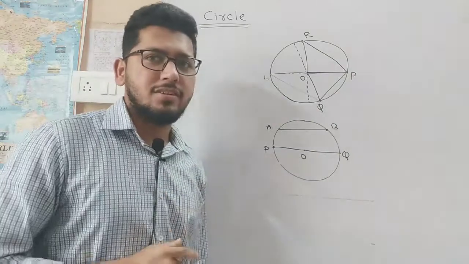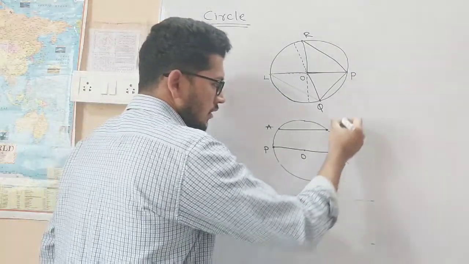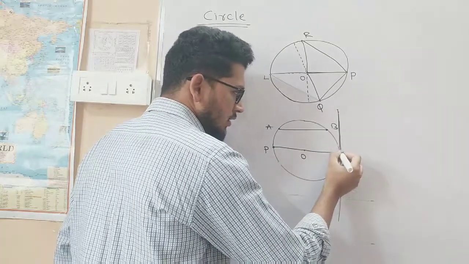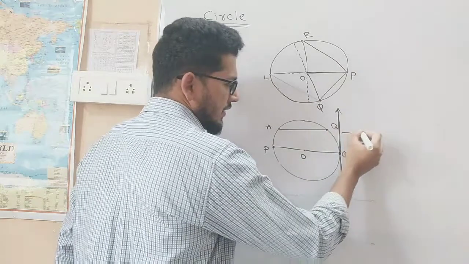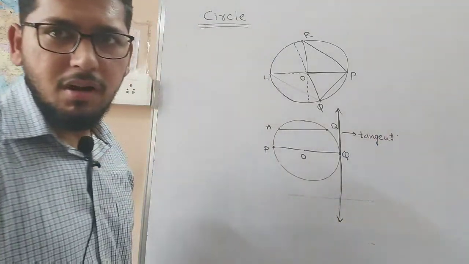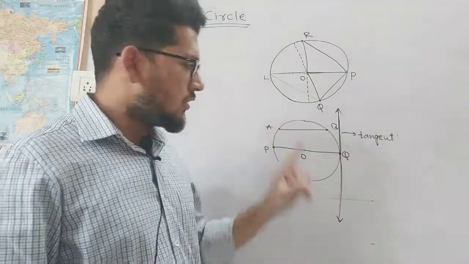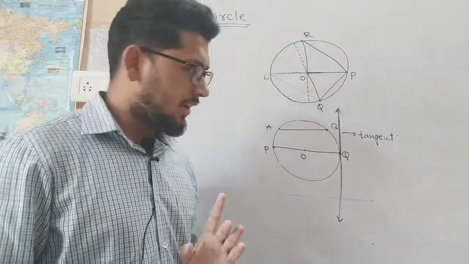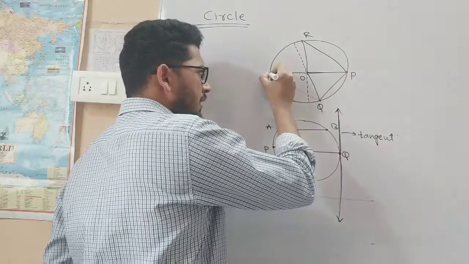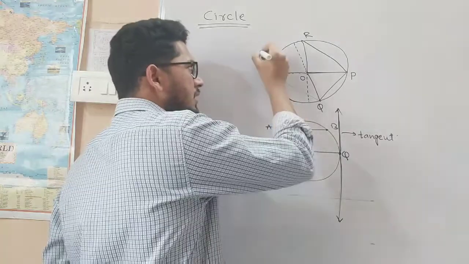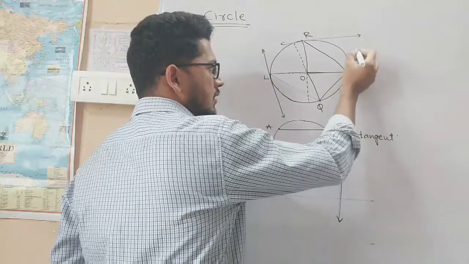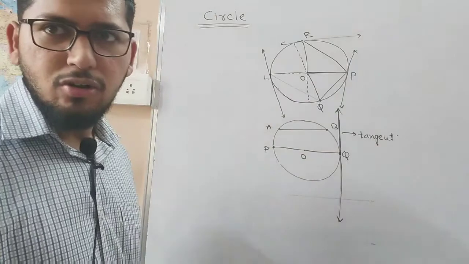Next thing, what is a tangent? A tangent is nothing but when you draw any segment which touches the circle externally at point Q, this is called the tangent. The tangent is the line which touches the circle externally at any point. Same here. Suppose I am taking point L, and if I draw this segment, you will get a tangent. Through R you will get a tangent. Through P you will get a tangent. So we can make many tangents to the circle.